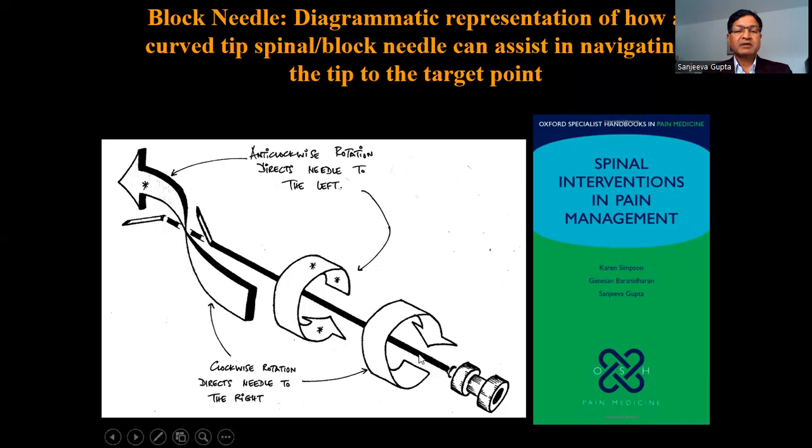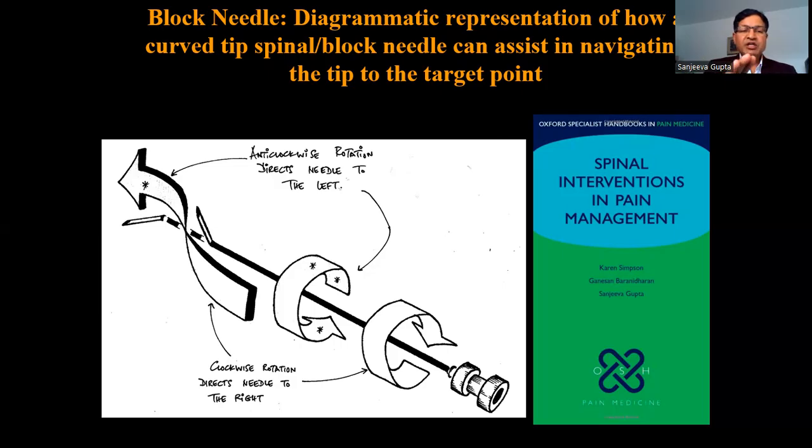If you look at this particular diagram, clockwise rotation directs the needle to the right. If you rotate the tip of the needle in a clockwise direction, it will direct to the right. Anti-clockwise rotation directs it to the left. You can see here, it directs to the left. So imagine that you're directing in this way and you hit a bone and you want to go past the bone, just turn it to the opposite, 180 degrees or whatever degrees you want, 10, 50 or 20 degrees, so you can direct the needle. The needle is going like this because it's turned clockwise. Just turn it slightly like this to change the direction of the needle.